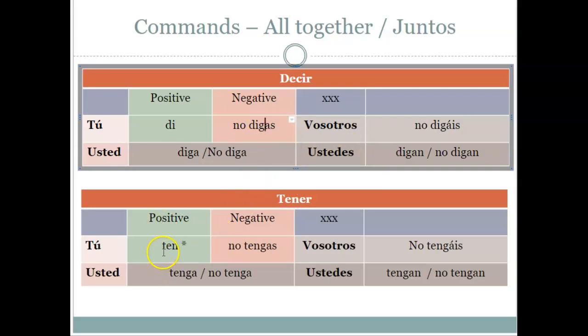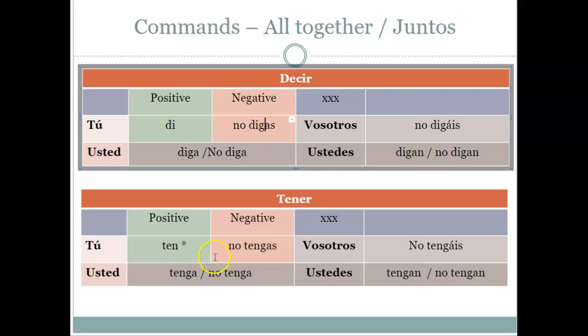Positive, ten, for tener, have. When I say ten, it's like to have something, but if I say ten esto, I'm saying have it. But it can also mean take it. So when you use tener as a command, it can also mean take, like take this from me. Ten esto, like hold this for me or take this from me.